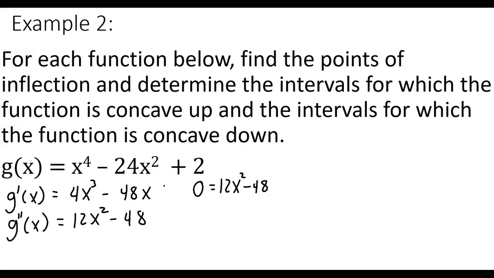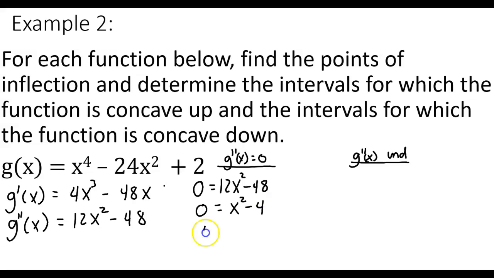And we're also going to want to find where it is undefined. Just like we do with critical values, you do the same thing with points of inflection. You want to find where g double prime is undefined, and you also want to find where it equals 0. So for the equals 0 part, let's go ahead and divide everything by 12. Add 4 on both sides. Take a square root, and you end up with plus and minus 2.